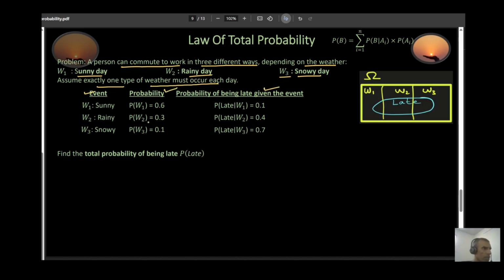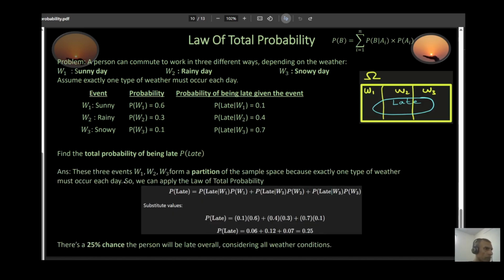So let's understand this. Let's look at this one right here, what exactly this means. It means that my event is rainy and the probability of getting rainy is 0.3 and the probability of being late when it's rainy is 0.4. Find the total probability of being late. Now, these 3 events, W1, W2, and W3, form a partition of your sample space because exactly one type of weather condition must occur each day. So we can apply our law of total probability.